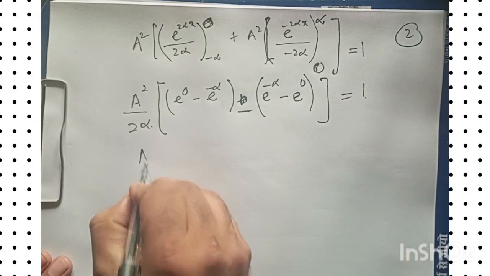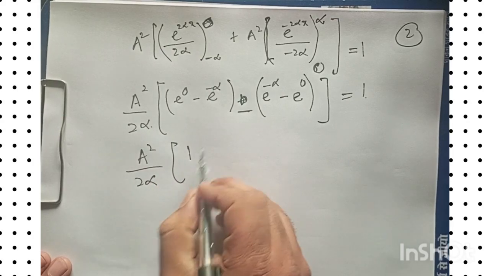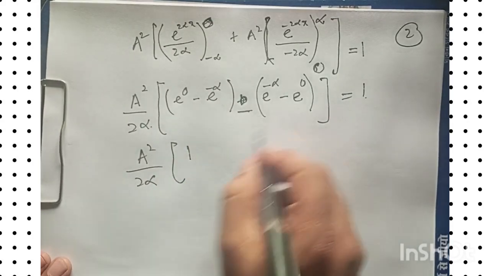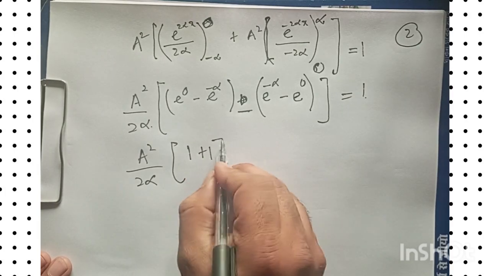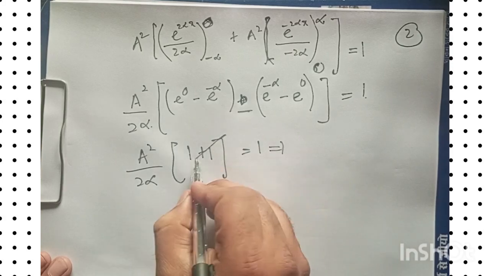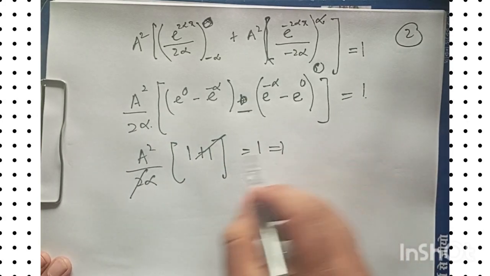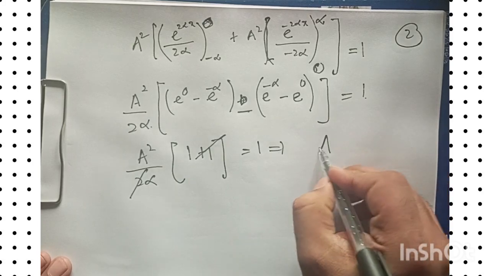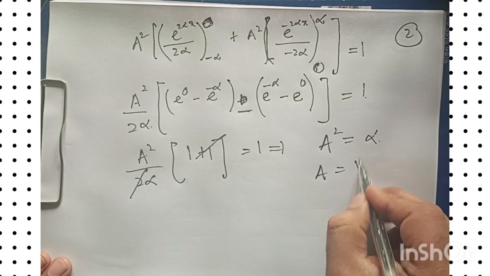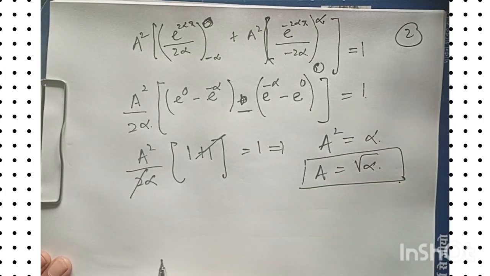So immediately we have a squared by 2 alpha. This first part gives me 1. This is 0. This is 0, and minus minus will be plus 1, so the bracket equals 2. This implies the 2 and this 2 will go. So alpha a squared equals 1, so a squared will be alpha, and a will be the square root of alpha. As you remember, alpha is a positive constant.